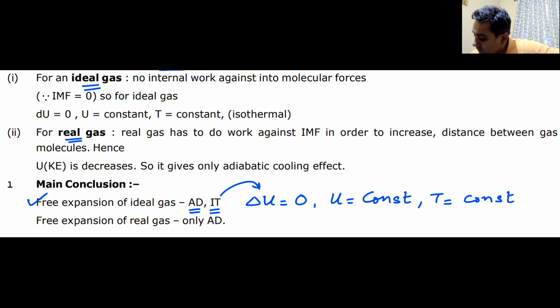So, for an ideal gas, this free expansion is going to be of two types. It would be adiabatic, as there is no exchange of heat. It would be isothermal as well because there will be no change in the internal energy. But for a real gas, it is only adiabatic because the internal energy changes and the temperature of the gas changes. This is a very important point. In short, for real gas, free expansion is adiabatic. Please note this down in your notebooks or sheet. I'll give you a minute to do that.